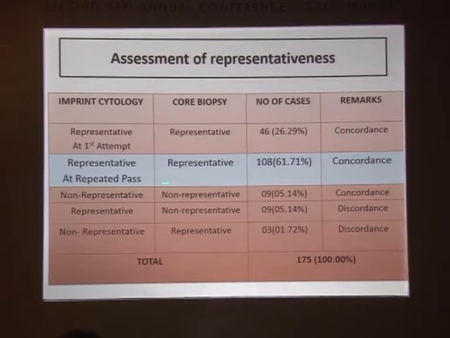But what is more important is the second group. In the radiology department, the imprint was representative only after repeated pass. That means the first pass which I showed, the smear was made, was negative, then they repeated it. So the second pass or the third pass came positive, and so the core biopsy was representative. This happened in 61 or 62% of cases.